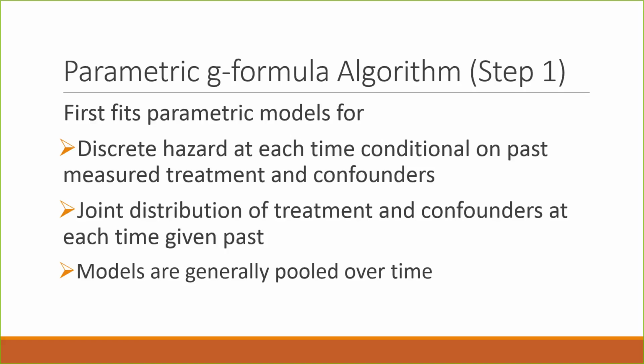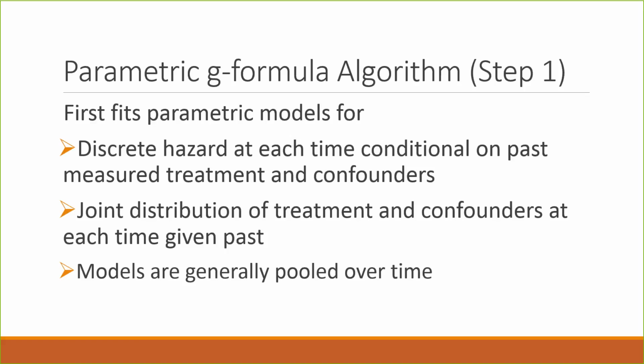But at this point, we're not even talking about a particular G, a particular strategy X. This is just a model that we impose on the data before we've even talked about what the question is. And then we have a model for those weights, the joint distribution of the treatment and confounders. Again, the treatment is in there to allow for strategies like this grace period at each time given the path. And all of these models are generally going to be pooled over time.